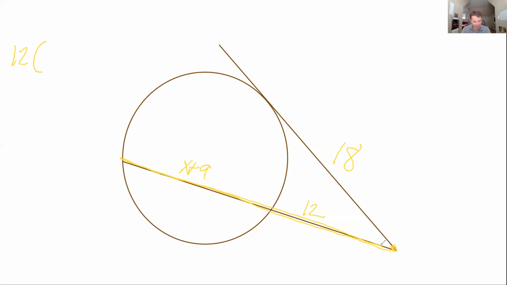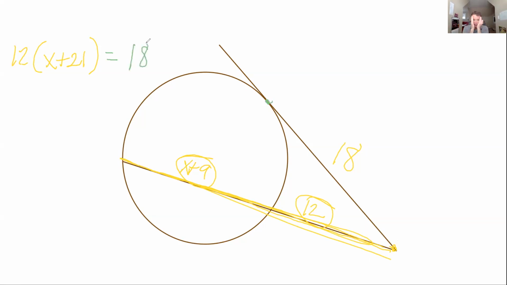It's 12 plus x plus 9, which is, well, let me make it a little bit better here. It's x plus 21. Take a good look at that. It's x plus 9 plus 12 for this long path right there. Now, what does that equal? Well, I know that one distance to the circle is 18.